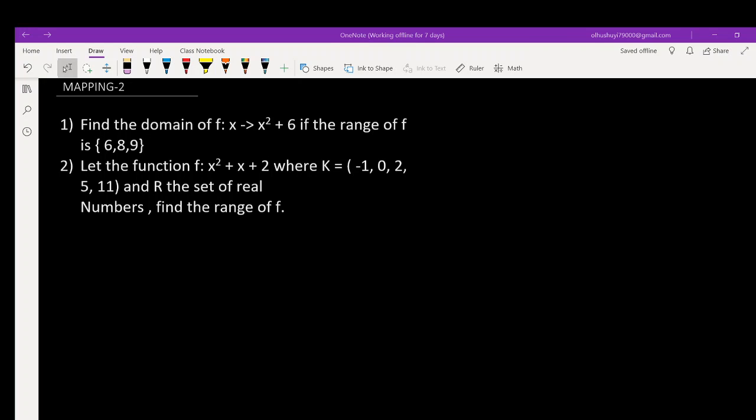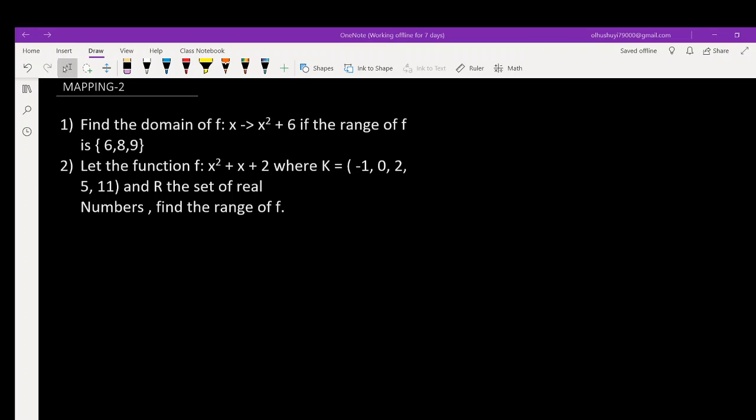Now, today we talk about mapping. This is the second part in the session we've been working on on mapping. Quickly, we talk about how to calculate the range and everything that involves a domain in a given mapping.